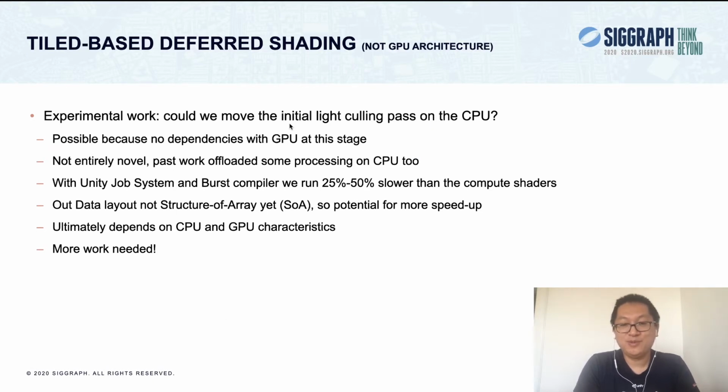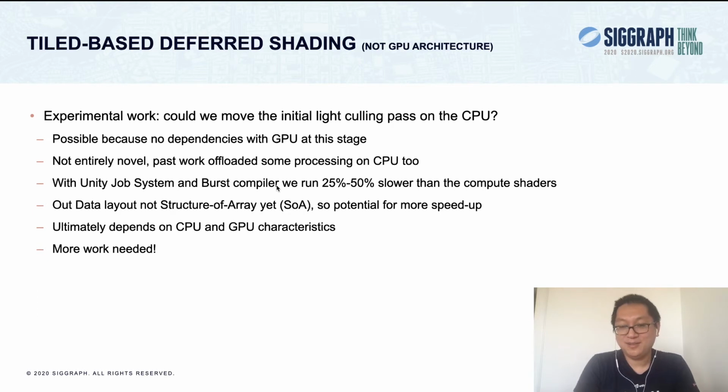Experimentally, could we move the initial light culling pass to the CPU? Yes, it's possible because it has no dependency on the GPU. It's not entirely novel because Passwork already tried to offload some of the processing to the CPU too. We are doing that using the job system and the Burst compiler, so we have C# code that is Burst compiled to do the light culling.